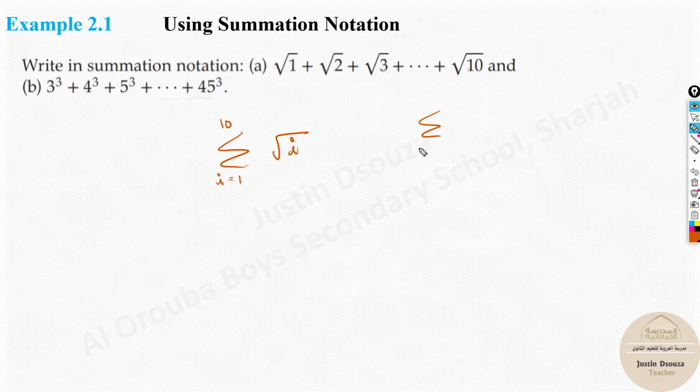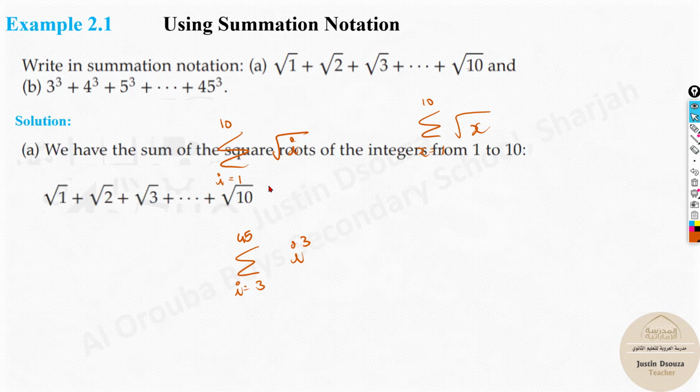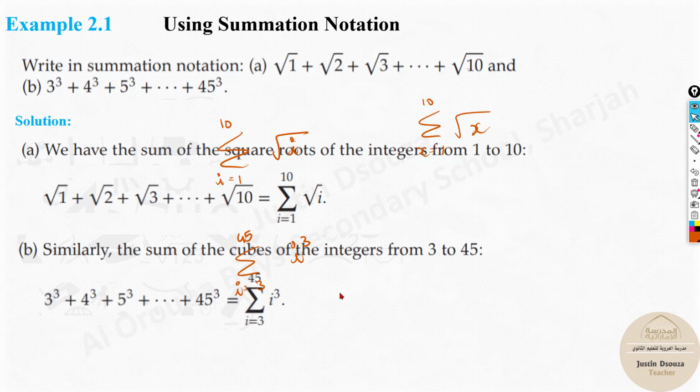Now, you can also write it as x, sorry, it's not i, square root of x from 1 to 10. I'm just writing this because sometimes your questions might be in terms of x. That's the only reason I'm showing this. So this is it. Now you can try the second one by yourselves. It's very simple. It'll be starting at 3. You started at 3 and over here it keeps on going till 45 and it is cubed. So i cubed. So these would be the answers for A and B. Very simple. So that's it.